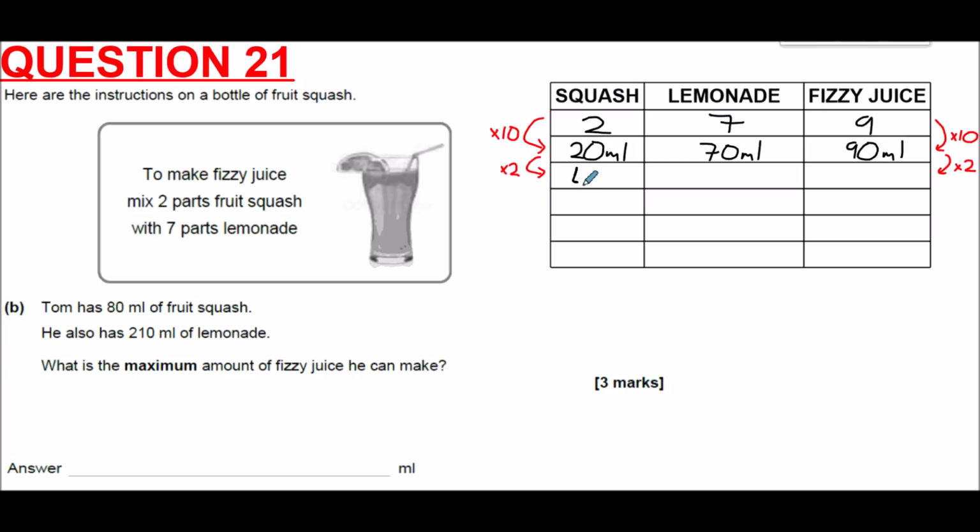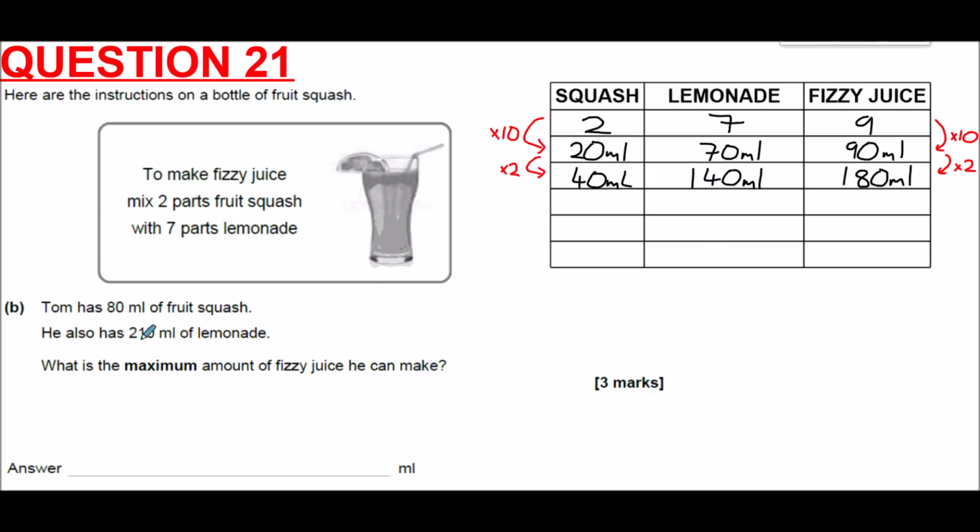20 times 2 is 40. 70 times 2 is 140. 90 times 2 is 180. But have a look here. So far, we've got 40 mils of squash, so we've only used half of the squash. But for lemonade, we've only got 210 mils of lemonade, so we've used more than half the lemonade. And so lemonade looks like it's going to run out first.